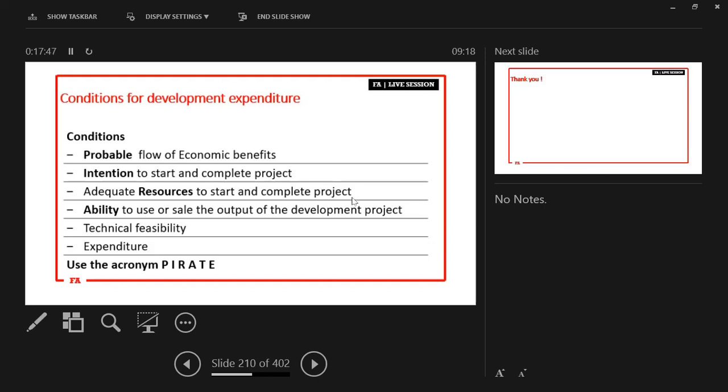Remember, for us to recognize an asset, there must be economic what? Benefits, as well as reliable what? Measurement. Two things. So when one of these two things, which I call the primary criteria, is missing, then we do not have development expenditure. So please write something. I'm coming to explain.